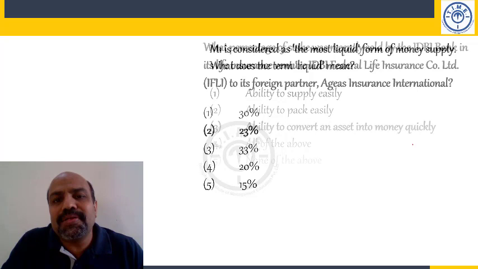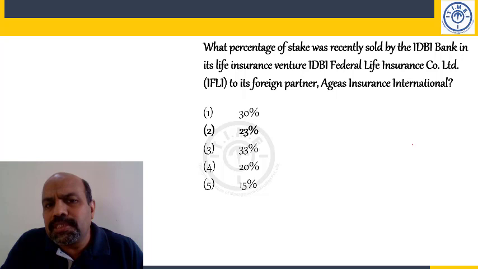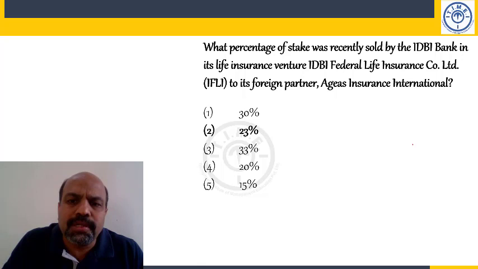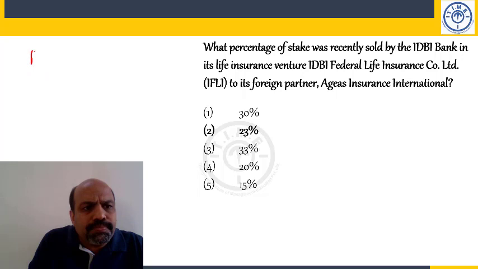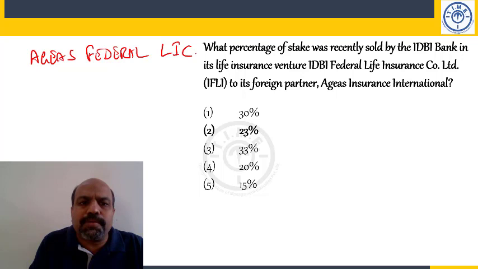What percentage of stake was recently sold by IDBI Bank in its life insurance venture, IDBI Federal Life Insurance Company Limited, to its foreign partner, Aegis Insurance International? 23%. You could write this. Now it's called Aegis Federal Life Insurance Company.